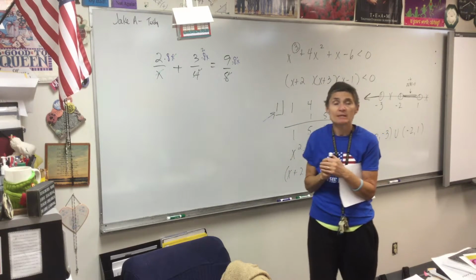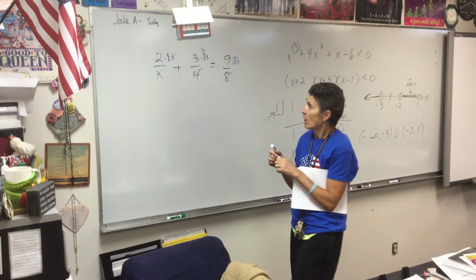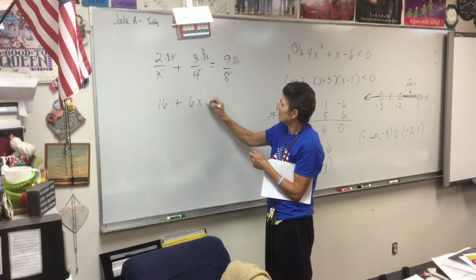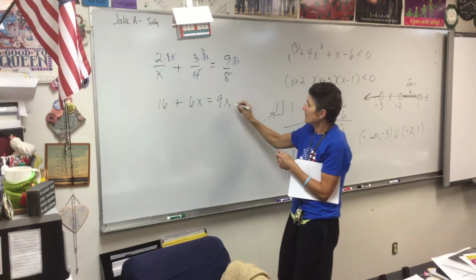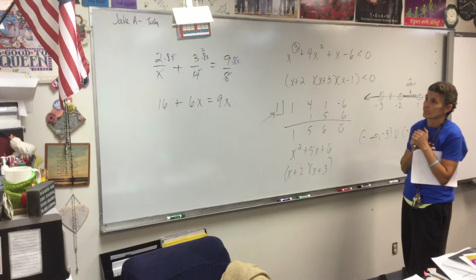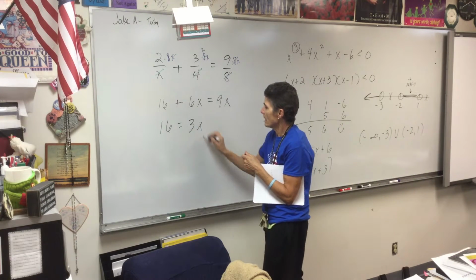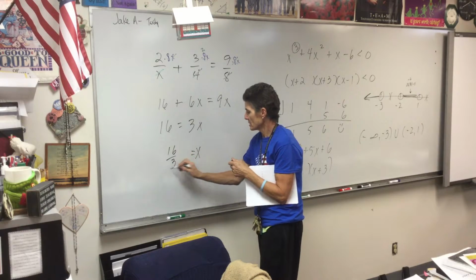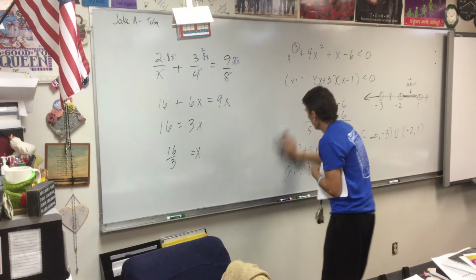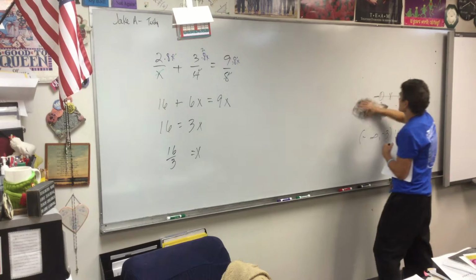Every denominator is gone. You should not see a denominator. All you have left is 16 plus 6x equal to 9x. So 16 equals 3x, and x equals 16 thirds. That is all there is to it. Do not make it harder.